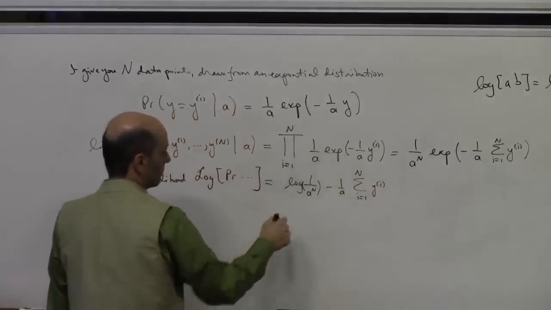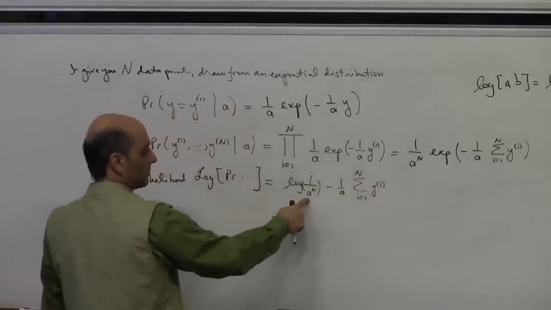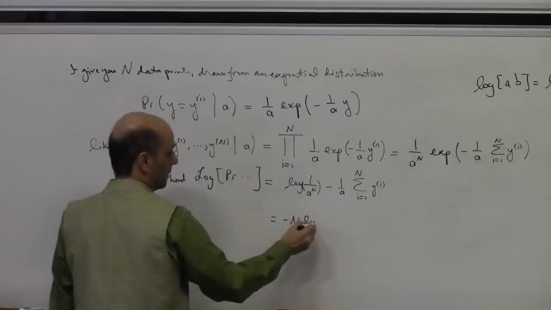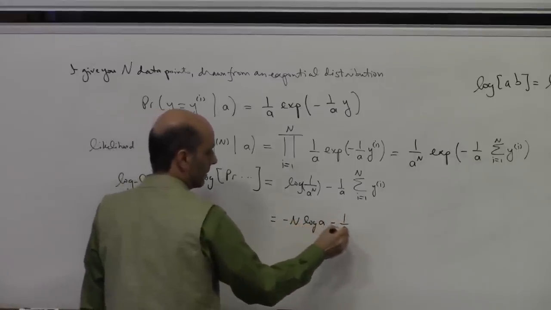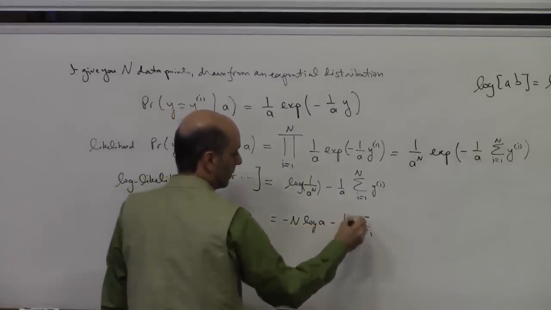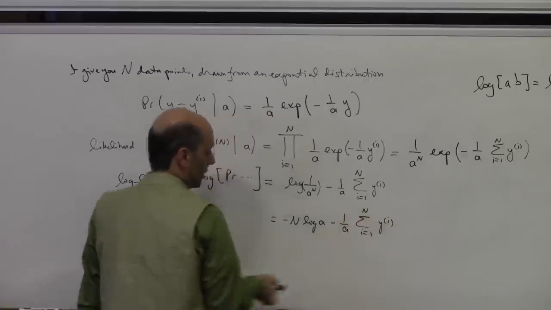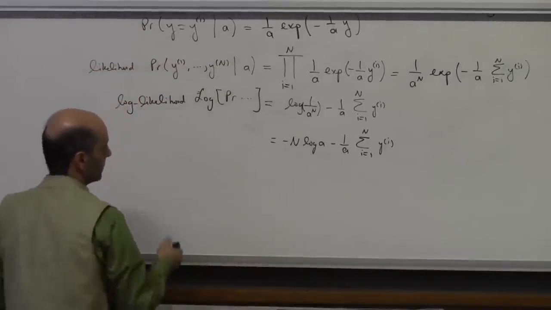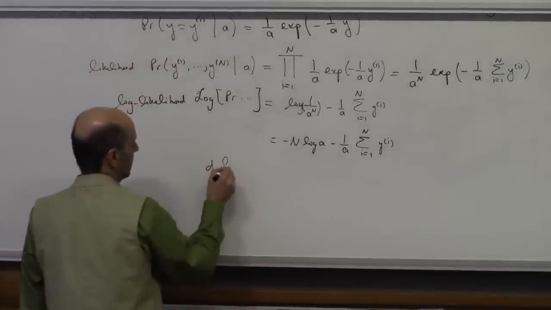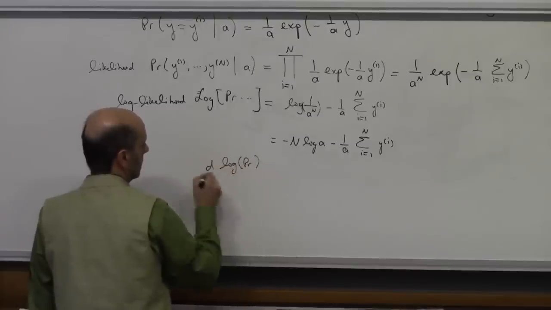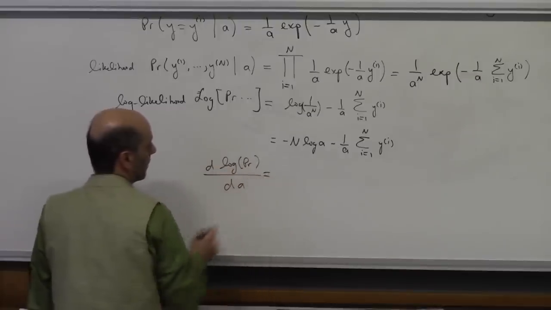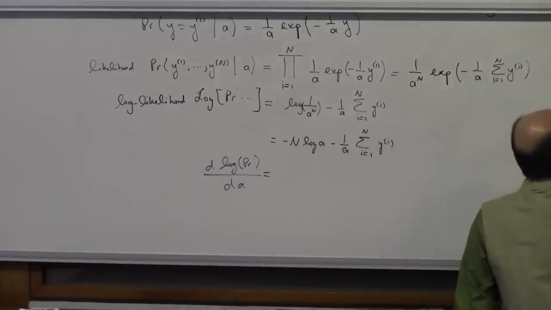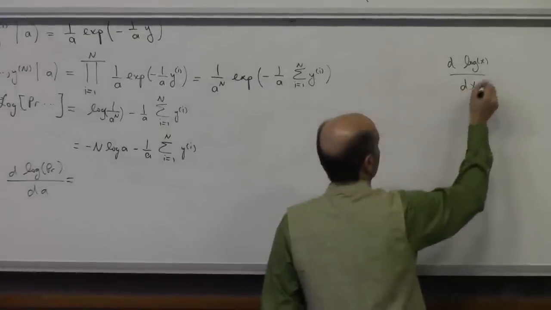Which is going to be equal to log of a to the minus n, which is going to become minus n times log of a minus 1 over a sum of y of i. So now what I want to do is find the a that maximizes this likelihood. So what I do is find the derivative of the log of this probability with respect to a. So derivative of log of x dx is 1 over x.